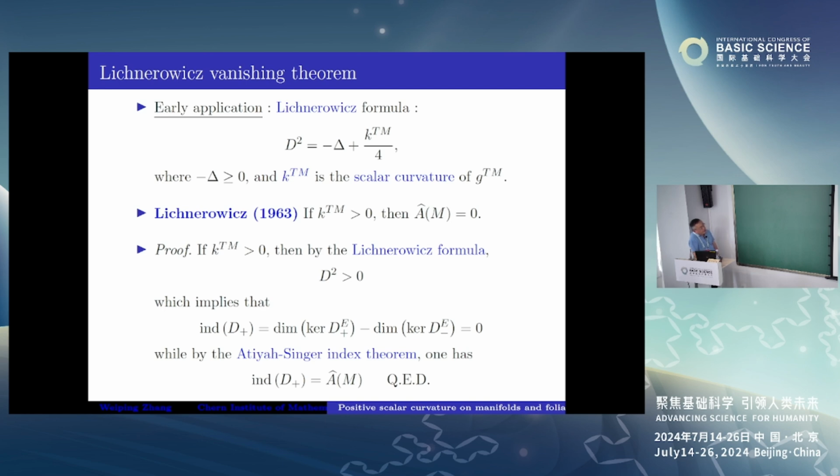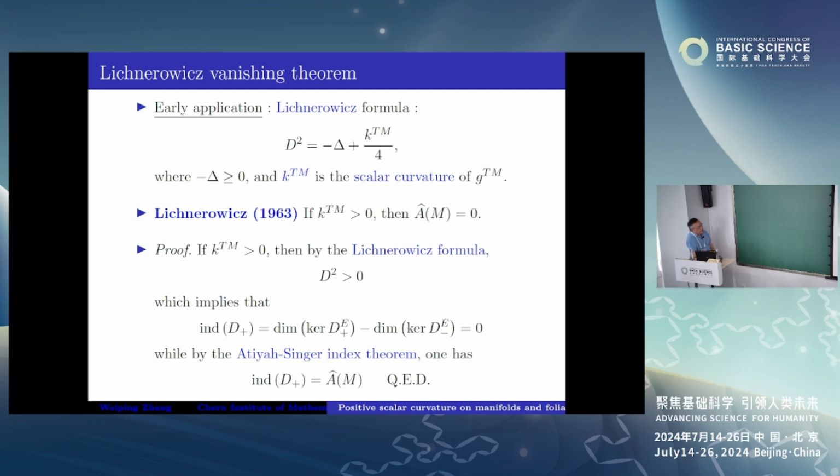And the proof is indeed one line. Because the scalar curvature is positive, using Lichnerowicz's formula, D squared will be positive, because the Bochner Laplacian is negative. Then the kernel of D will be 0. But by the Atiyah-Singer index theorem, the difference of the kernel dimensions equals the A-hat genus. So the index should be 0 and the A-hat genus should also be 0. So this is a simple application of the Atiyah-Singer index theorem.